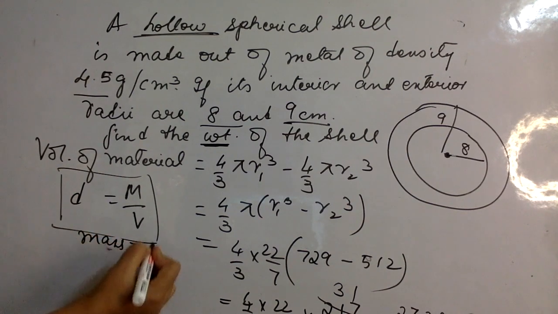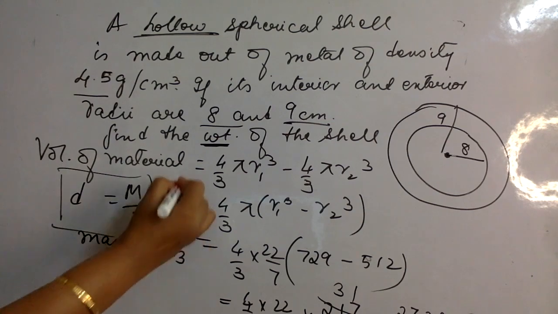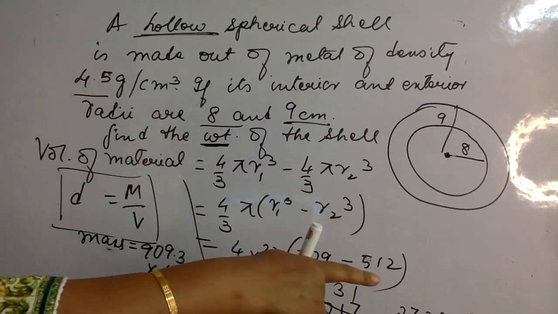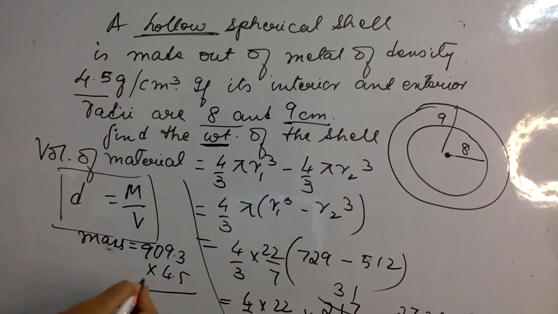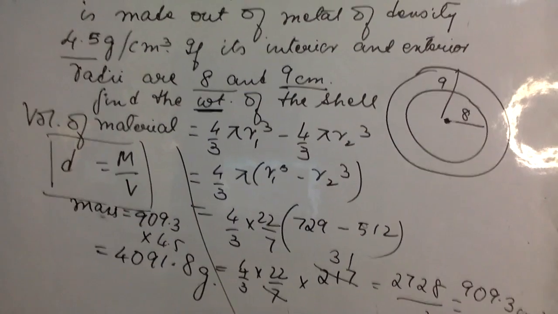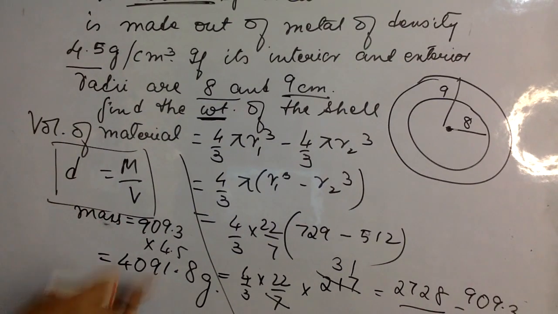So what is the mass of the shell then? Mass is 909.3 into 4.5. Now here we have to check one thing. Here it is in centimeter cube. Our answer is also in centimeter cube, so we can use it. Now on multiplying this, we will be getting an answer of 4091.8 grams. Okay, but that doesn't solve our problem. If it is 4091.8 grams, we must convert it into kg and then give our answers. Okay, so we don't talk like this.